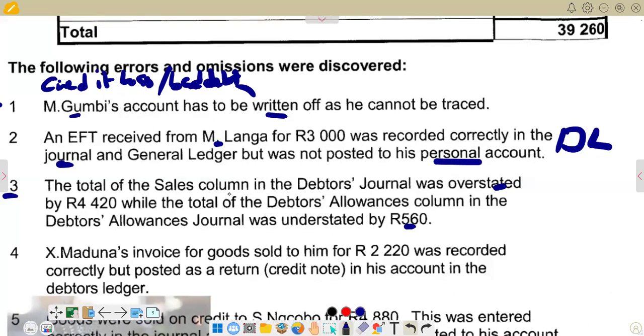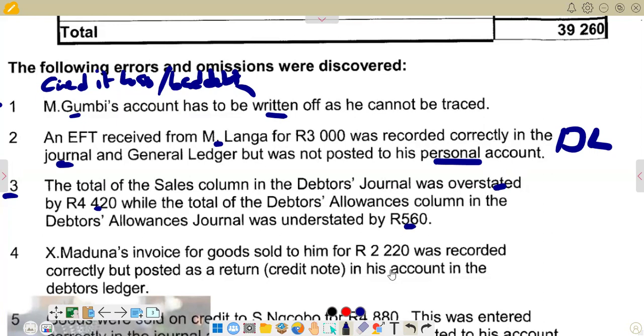The total of the sales column in the debtors journal was overstated by 4,420, while the total of the debtors allowance column in the debtors allowance journal was understated by 3,560. So we have already adjusted for those 4,420. We have already adjusted it under sales. We subtracted 4,420. But this debtors allowance journal was understated by 560.